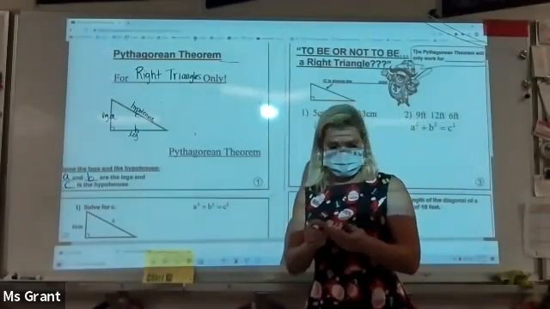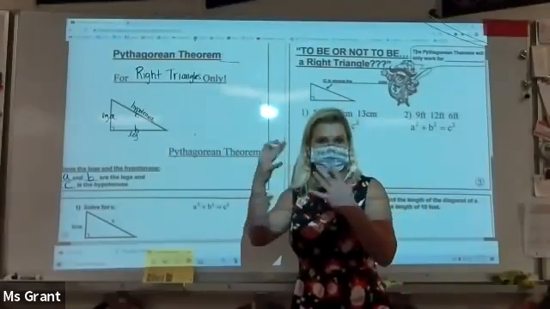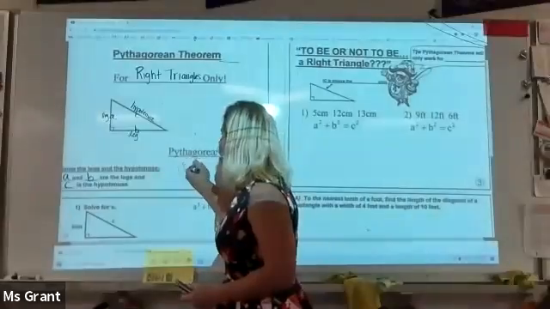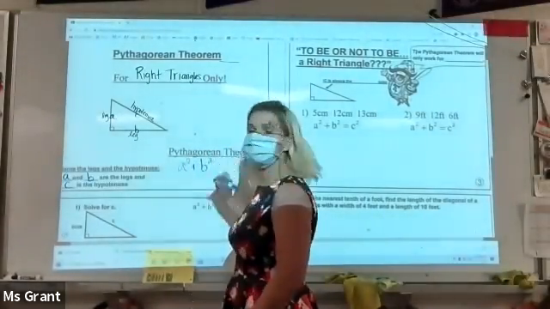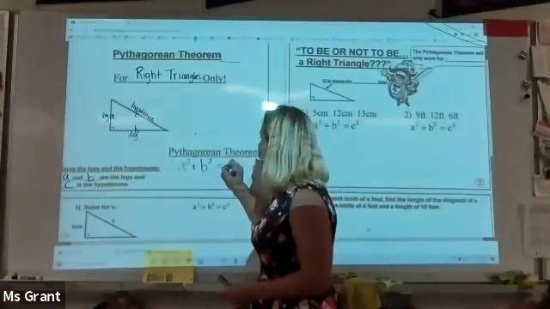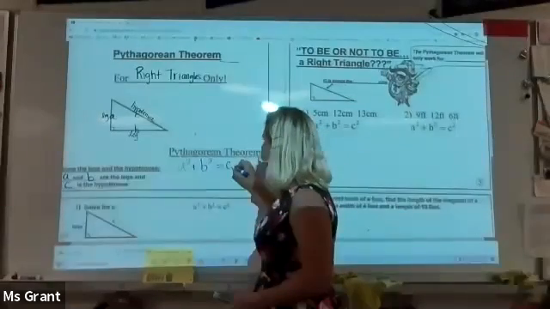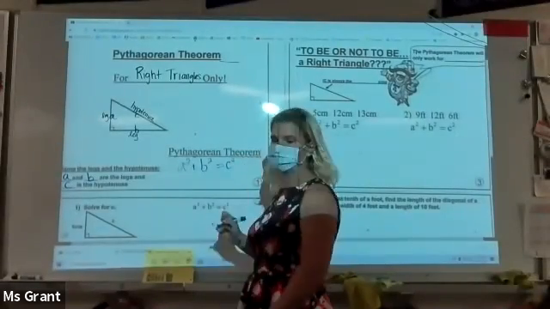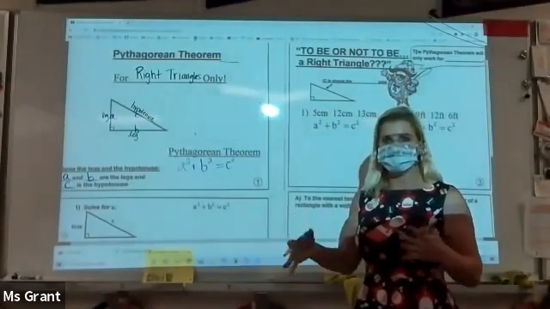The Pythagorean theorem says that if I add up the two legs and I square them, so leg squared, A squared, plus the other leg squared, B squared, leg squared plus leg squared equals the hypotenuse squared. So the numbers, when you square them, will equal each other.